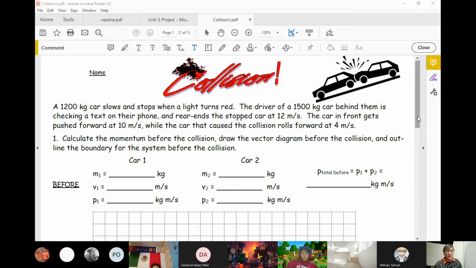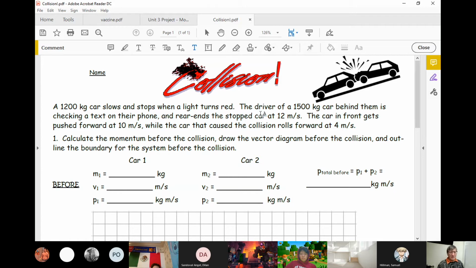Okay, so this one's more of a real life example. Don't worry, no one was harmed in the making of this worksheet. A 1,200 kilogram car slows and stops when a light turns red. The driver of a 1,500 kilogram car behind them is checking a text on their phone, and they rear end the stopped car at 12 meters per second. The car in front gets pushed forward at 10 meters per second, while the car that caused the collision rolls forward at 4 meters per second.